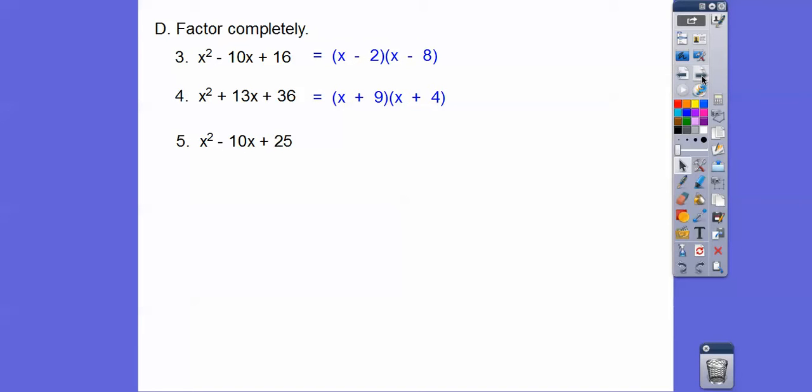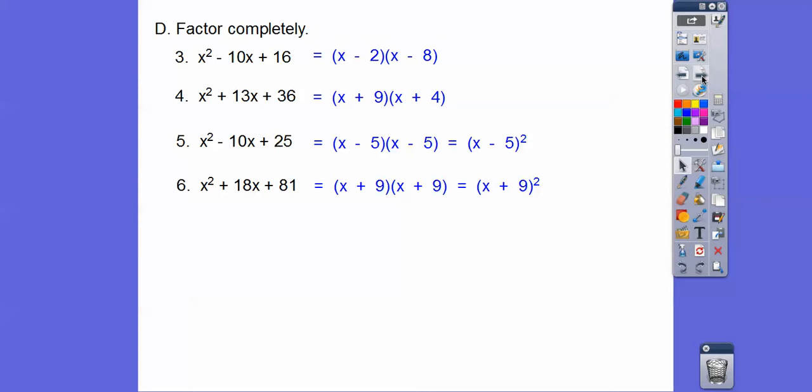All right, factors of 25 are negative 5 times negative 5, so we'll put those in there, and then it's always cleaner to write it as x minus 5 squared, okay? Easy enough, all right? X squared plus 18x plus 81 is x plus 9, x plus 9, so x plus 9 squared.